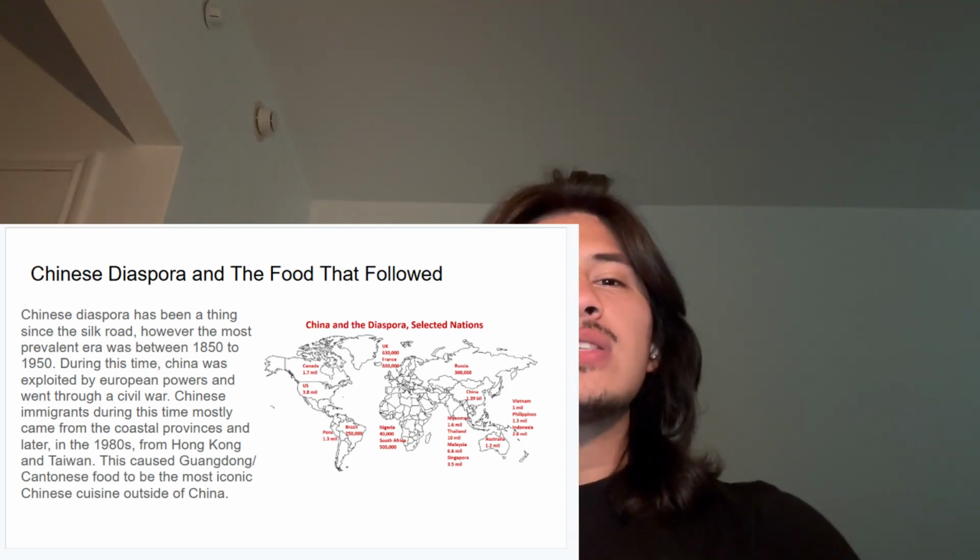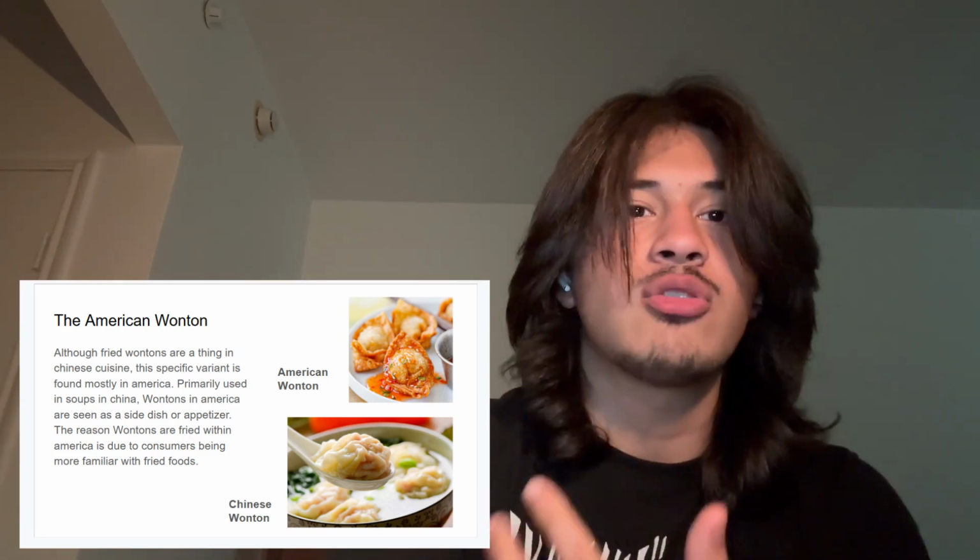Because of the influx of Hong Kong and Taiwanese immigrants to the United States, it shaped how Americans see specific Chinese cuisine, with the most popular cuisine overseas being Guangdong/Cantonese cuisine. When two cultures collide, there's always bound to be a cultural fusion, and this is no exception. In America, we have a specific view of wontons being crispy and crunchy. In China, they're mostly seen as soup food.